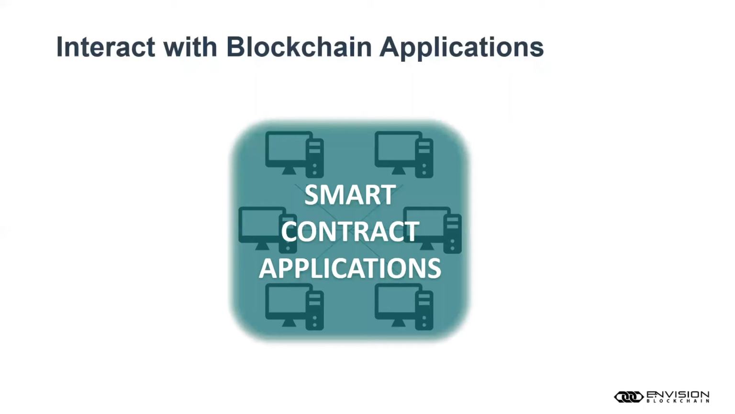So here's where we start to talk a little bit about what a smart contract is. You're going to hear me talk about smart contract applications pretty frequently. Essentially, when we talk about smart contracts, we can just keep it simple. We're talking about blockchain applications. So an app that runs on a blockchain network is essentially called a smart contract.